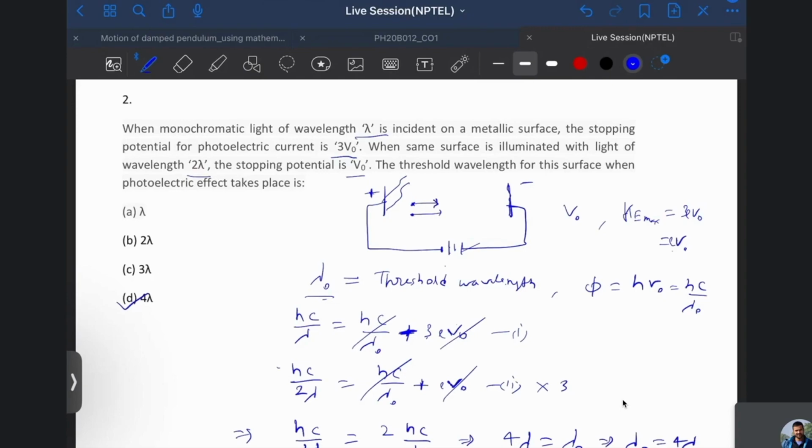You have to understand, not just apply the formula, but really understand what's going on here. Why am I taking kinetic energy max as 3 eV naught? Is there any direct formula, sir? Any shortcut? No, never mind, this is the most shortcut way you can have.